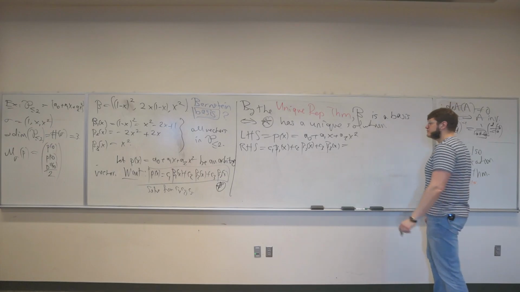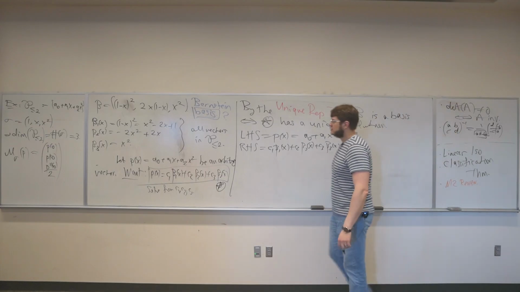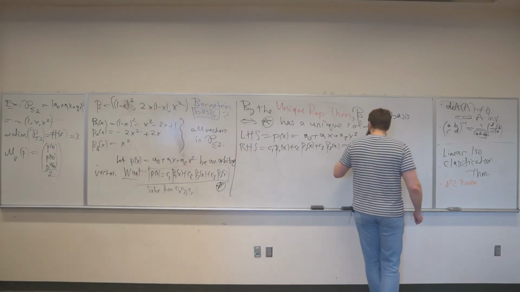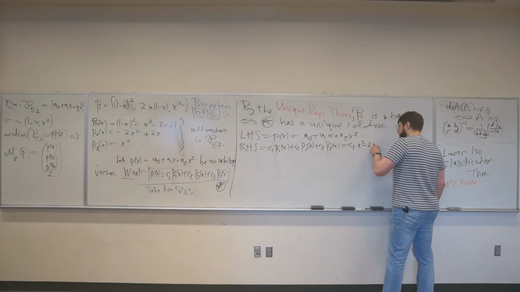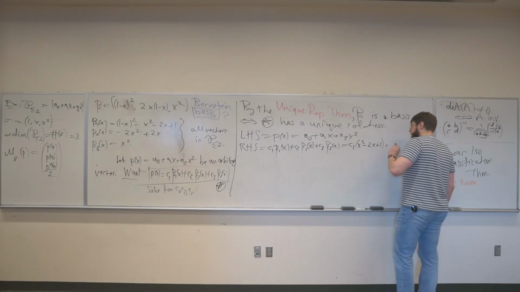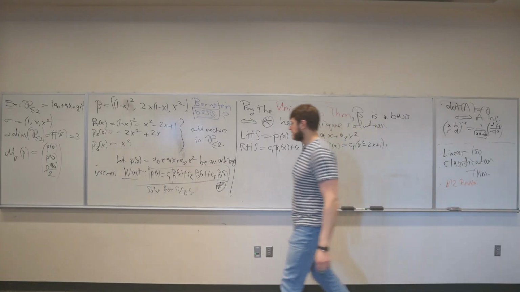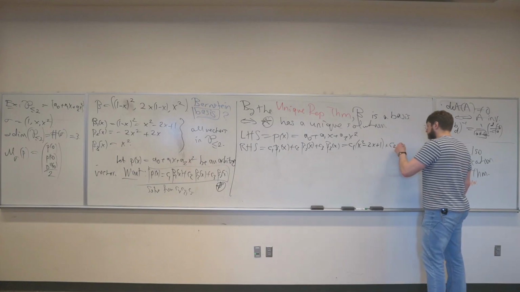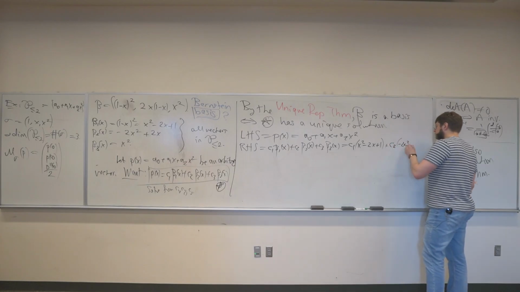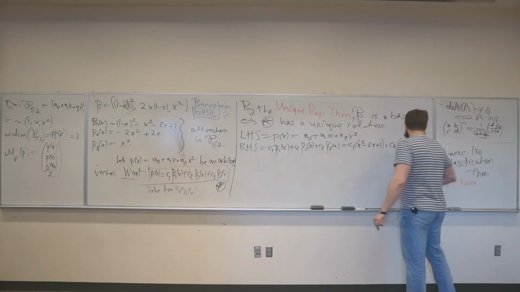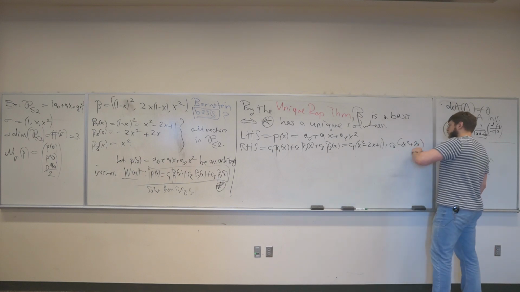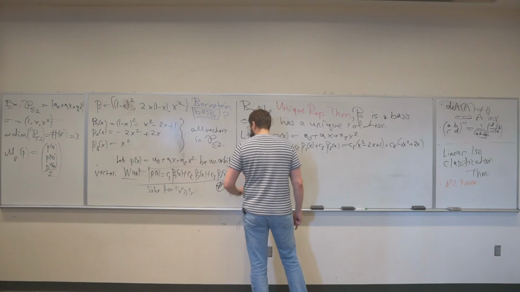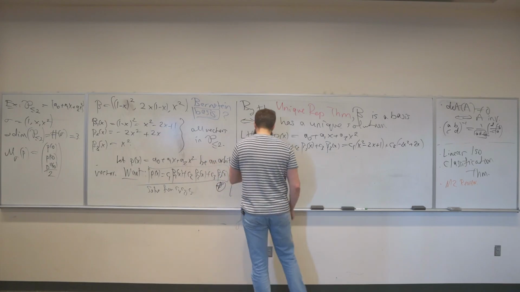I'm just going to substitute everything. C1 times this guy. That's what beta 1 is. Plus C2 times the second guy. Be careful with your parentheses. Plus, don't forget the last term, C3 times x squared.